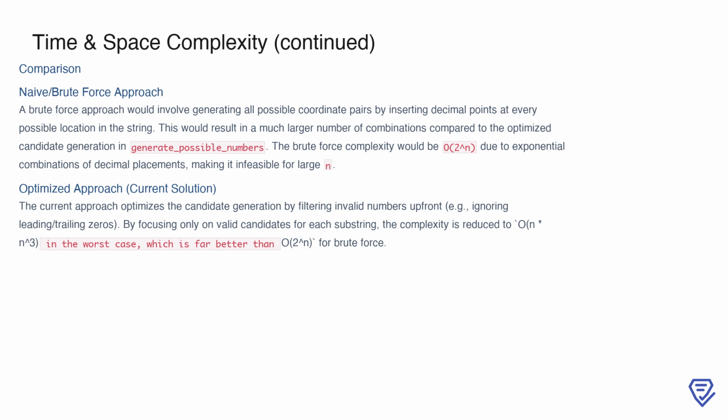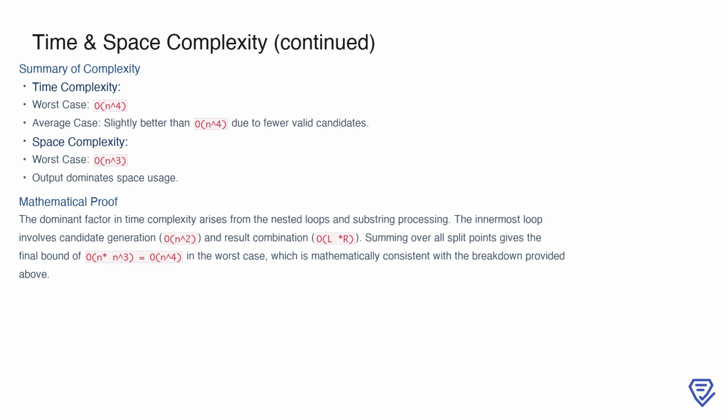On the other hand, the current optimized solution significantly reduces the complexity by focusing only on valid candidates. The generate_possible_numbers function filters out invalid numbers upfront, such as those with leading or trailing zeros, and only processes valid substrings. This optimization reduces the overall complexity to O(n * n cubed) in the worst case. While this is still polynomial in nature, it is far more efficient than the brute force approach, making the solution scalable to larger inputs. To summarize, the time complexity of the solution in the worst case is O(n to the power of 4), which arises from the nested loops required for substring processing and candidate combination.